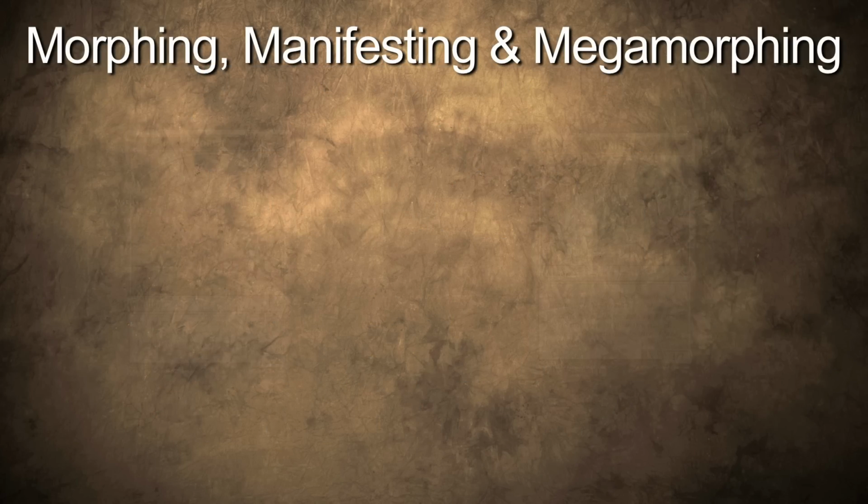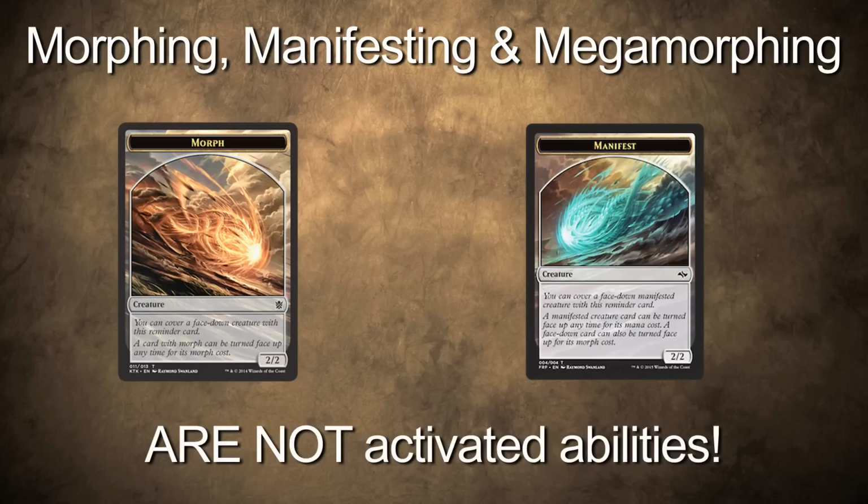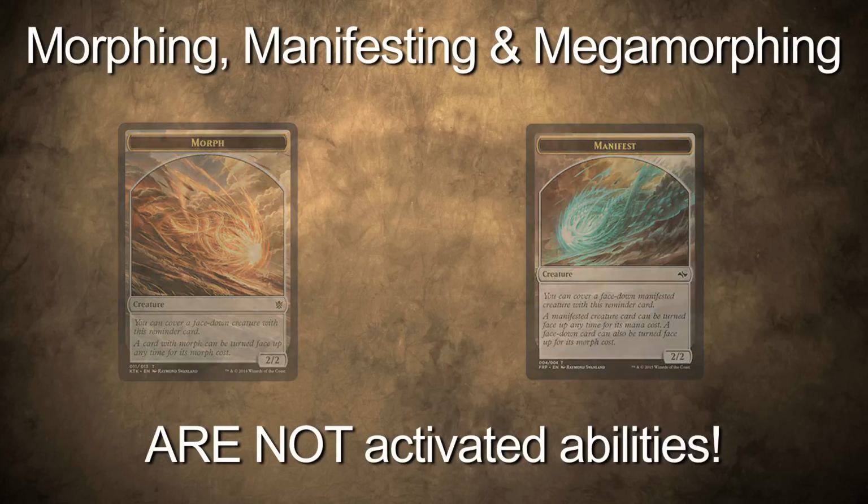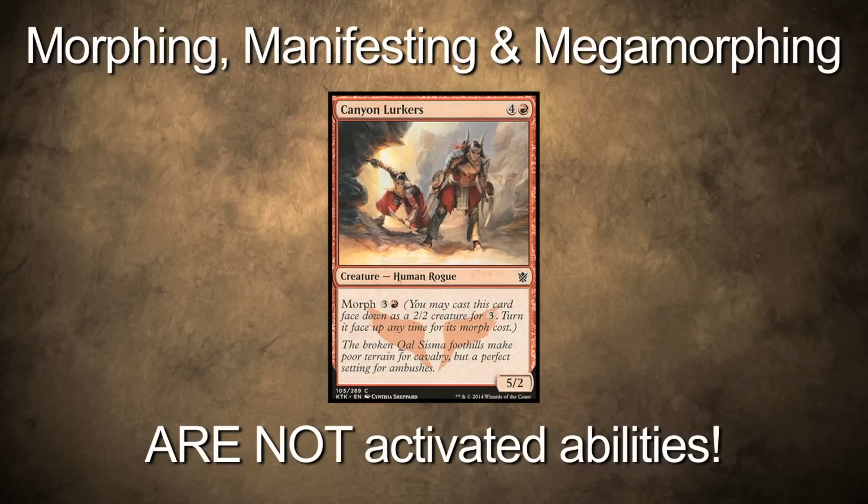Morphing, manifesting, or megamorphing a creature face-up might seem like an activated ability, but in reality, they're special actions that a player can take that doesn't use the stack. They do have an associated cost, but there is no activated ability per se, just an action taken and a cost paid to fulfill that action. The lack of a colon is a great indicator of non-activated abilities.